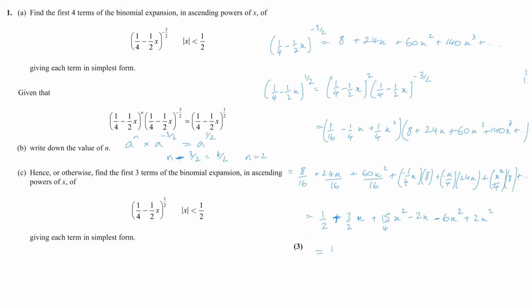So now I've got a half, that's my only term. Then I've got 3 over 2 minus 2, so it's going to be minus a half x. And then I've got 15 over 4 minus 6 plus 2x squared, that's minus 1/4 x squared, plus, and so on. Okay, and then that's all there is to part 3.